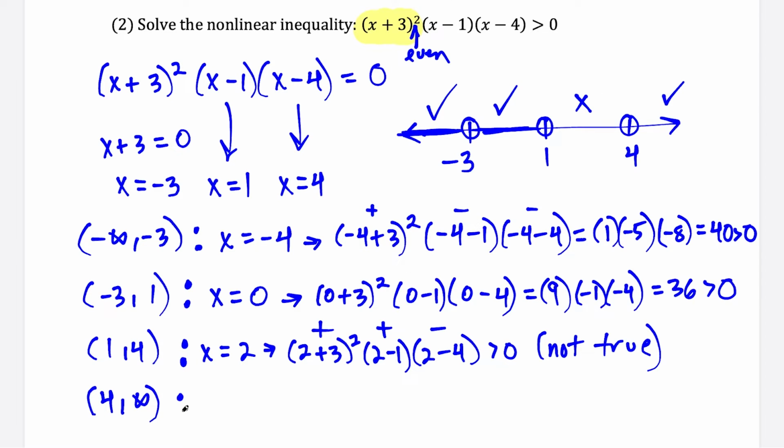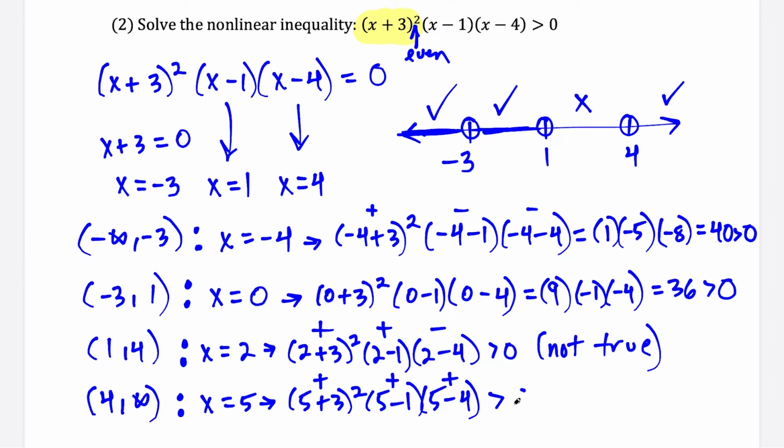set. So now for the last interval, let's say we plug in x equals 5. If we plug in x equals 5, we're going to have (5 + 3)² times (5 - 1) times (5 - 4). And here we have a positive number being squared, so we get something positive. 5 - 1 is positive 4, and 5 - 4 is positive 1. And when I multiply a positive times a positive times a positive, I get a number that is greater than 0.